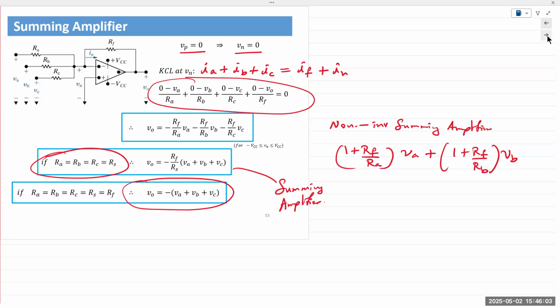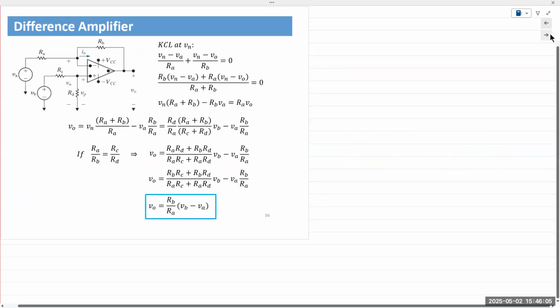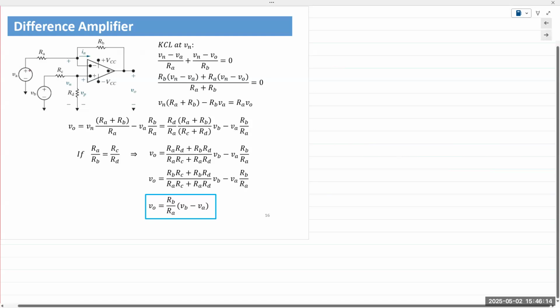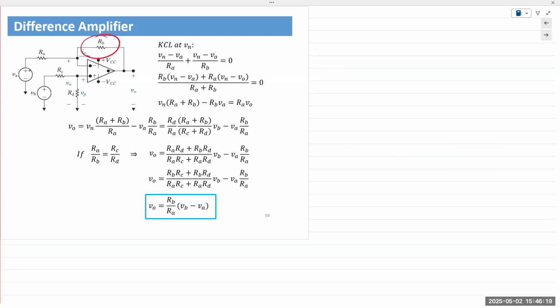Okay, then we have a difference amplifier. The difference amplifier, as the name suggests, is going to amplify the difference between the inverting and the non-inverting terminals. So this time we have a feedback resistor. We are going to call it RB. And we have two separate input signals, VA and VB. They are connected to the inverting and non-inverting terminal respectively.